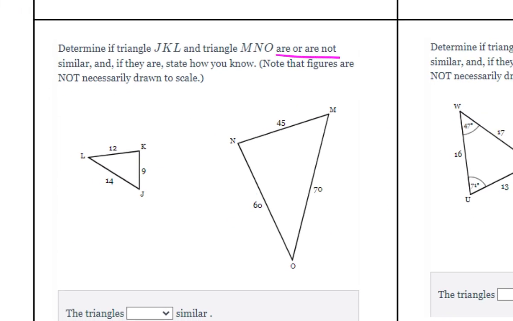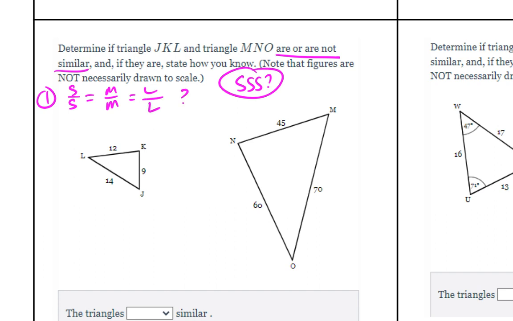Let's see over here. Let's see if these are or are not similar. So let's look at the information they give us. Are these sides or angles? These are all sides, right? So we're asking ourselves, is it side, side, side? Right? That's what we're asking. So for it to be side, side, side, we have to ask, is this small over small equal to medium over medium, which is equal to large over large? Okay? That's our question. All right, so let's go ahead and do that.